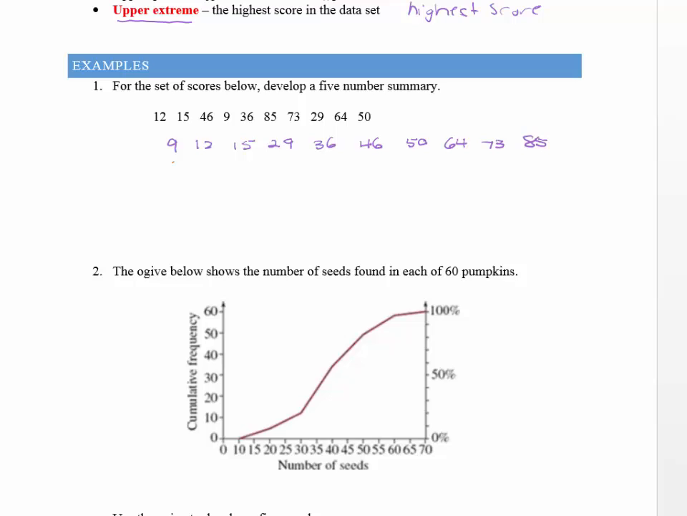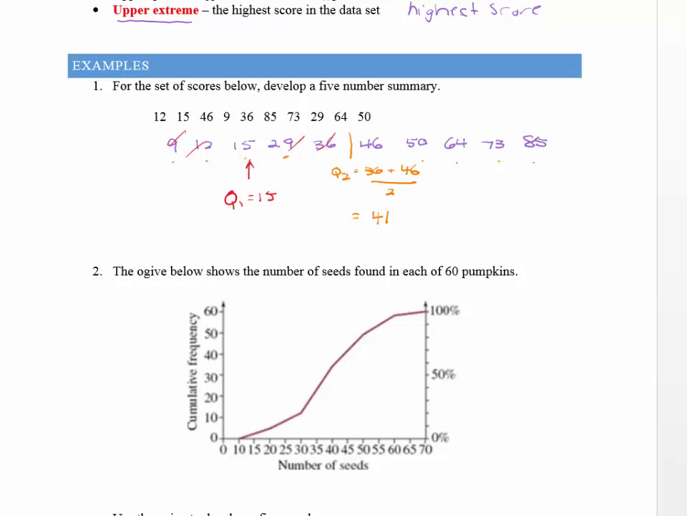So we count in 1, 2, 3, 4, 1, 2, 3, 4, and you can see my Q2 is going to be in the middle here, halfway between 36 and 46, so let's add those up and divide by 2, and we end up with a score of 41. So that's nice and easy. Once we've done that, let's find Q1. So looking at the bottom, 1, 2, 1, 2. So here is my Q1. Q1 we can see is 15.